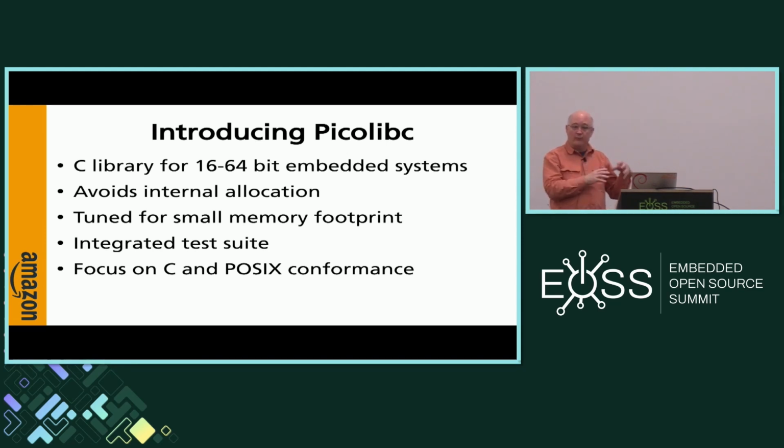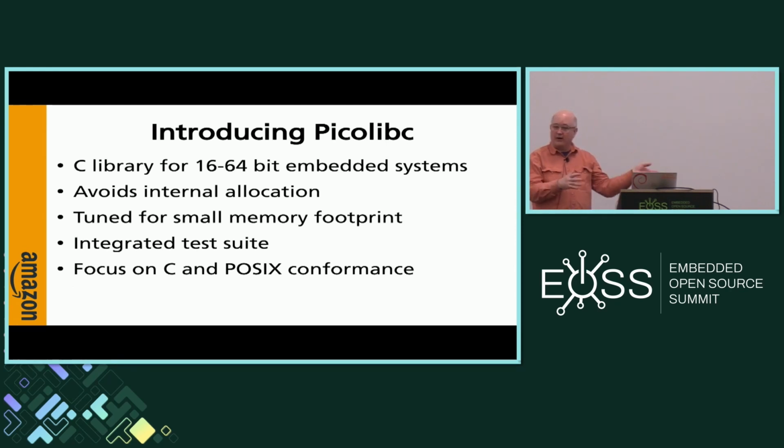It's tuned for small memory footprints. There are some faster code paths that you can optionally compile in, but my targets are small systems, and so I'm looking for the smallest possible memory footprint. Obviously, testability is super important in any safety critical application or pretty much any system software. And so Picolibc has a pretty extensive integrated test suite that gets run every time any commits are added to the repository. Picolibc focuses on both C and POSIX conformance.